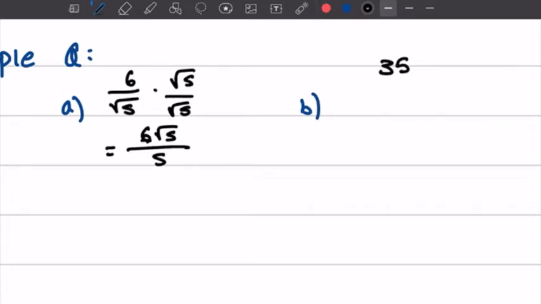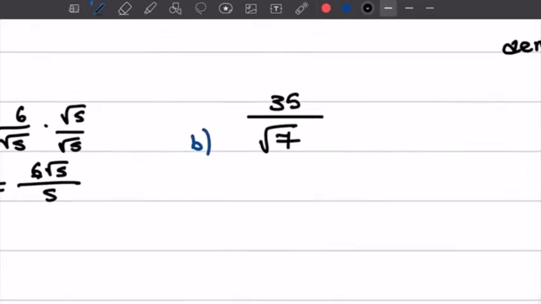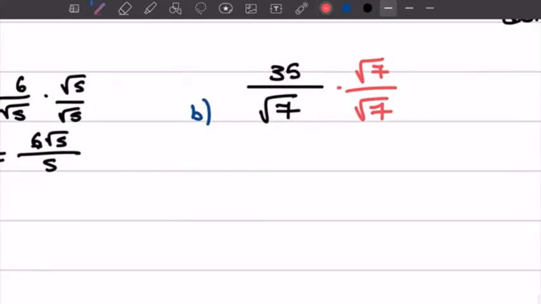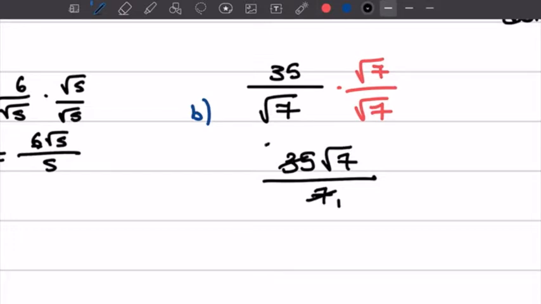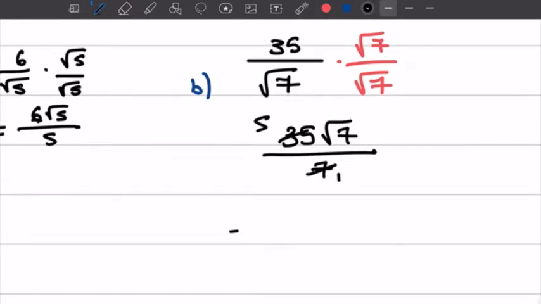35 divided by root 7. Again, you're rationalizing this, so you multiply by root 7 over root 7. Now you would have 35 root 7 divided by 7. But you can actually cancel out 35, as 7 times 5 is 35. So you have that as 1 and this as 5. So your final answer would be 5 root 7.